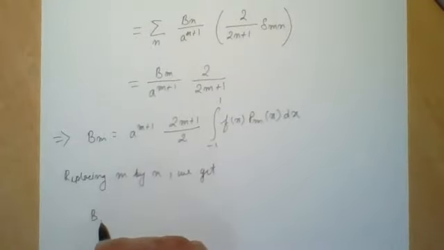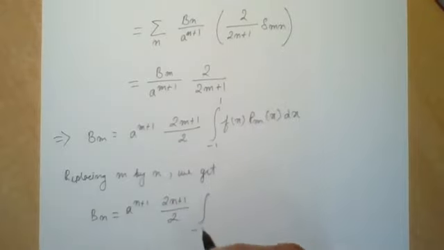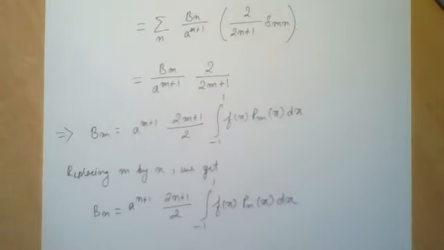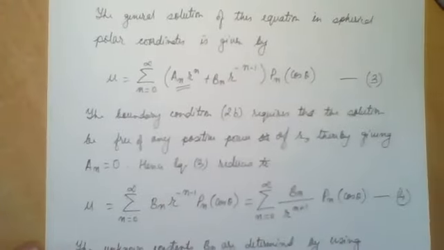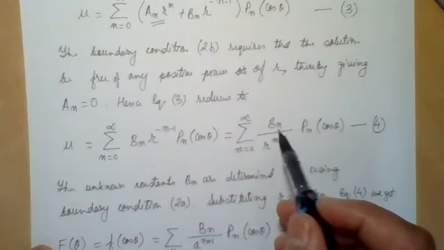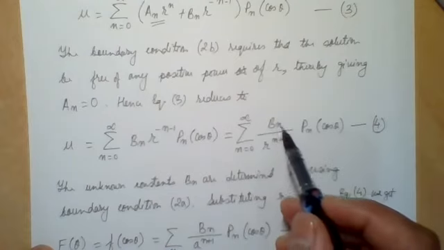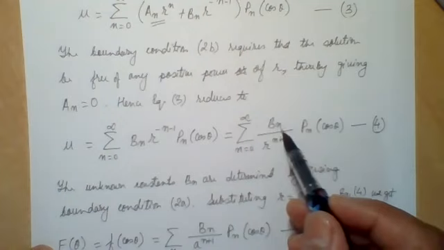Bn is equal to a to the power n plus 1 times 2n plus 1 by 2, integration -1 to 1 of f of x Pn(x) dx. Why do we want to change m to n? We want to change m to n because in equation number 4 we have Bn. So that is why we change from m to n, because we want to substitute that expression for Bn in this particular expression.